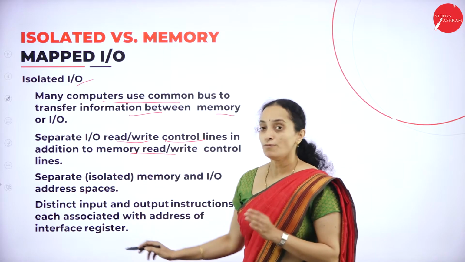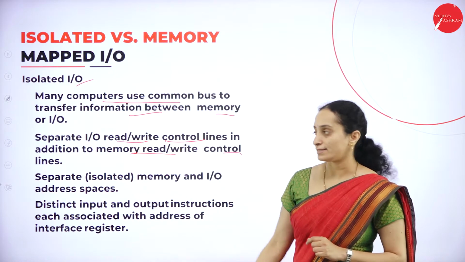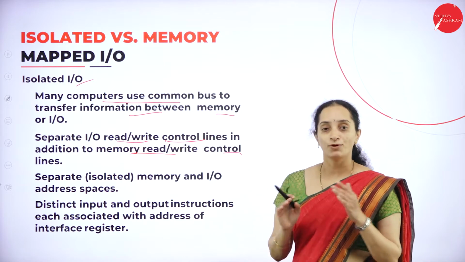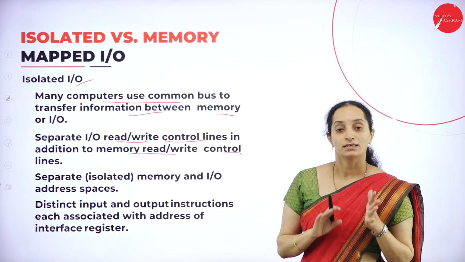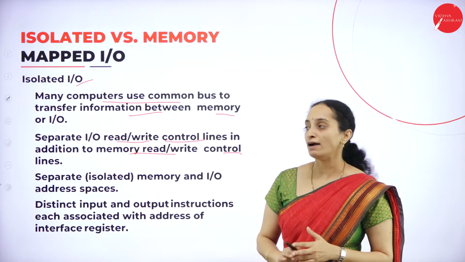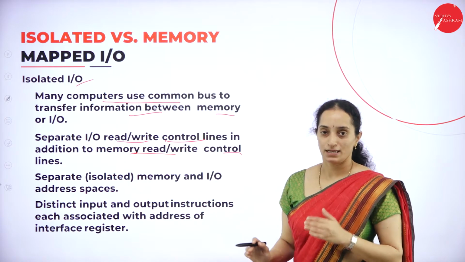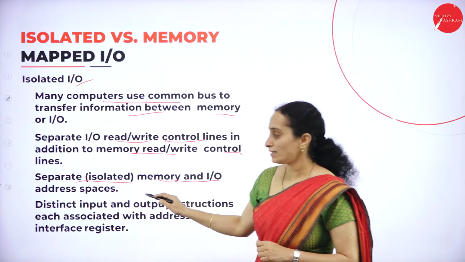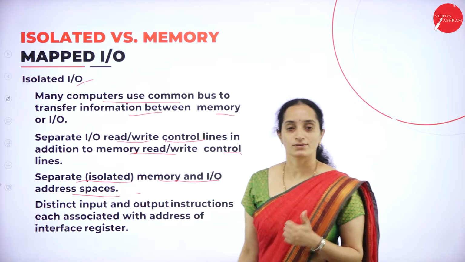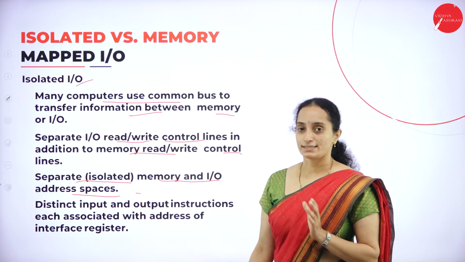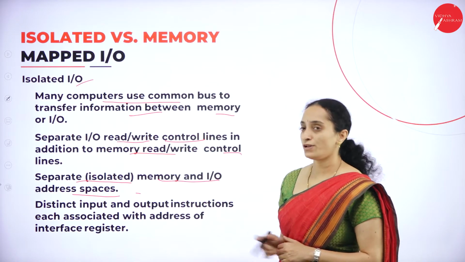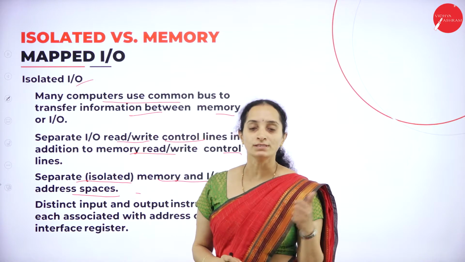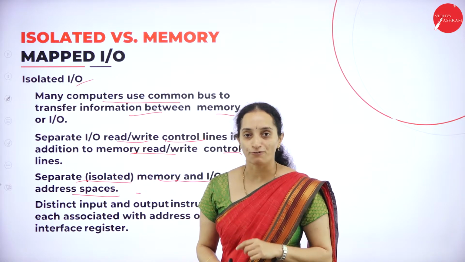In addition to memory read-write control lines, there will be separate I/O read-write control lines. So it will have two separate isolated lines. Then we have separate memory and I/O address spaces. A separate or isolated memory and I/O address space can be used, which increases the speed of execution.